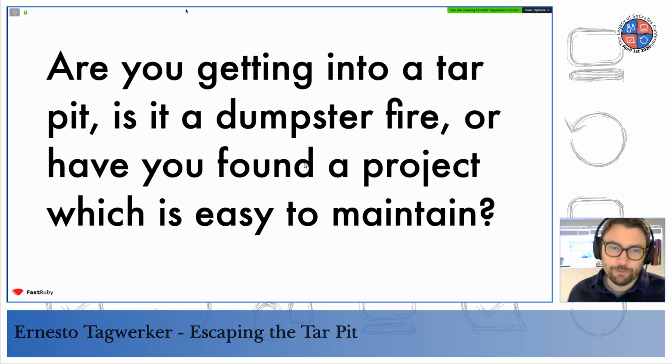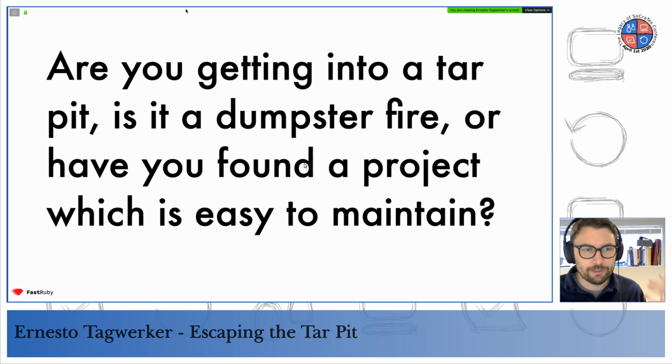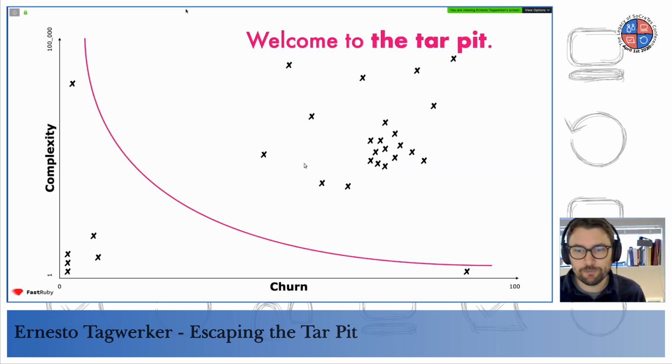And the main question that I want to answer when I'm looking at this graph, the churn versus complexity graph, is, are we getting ourselves into the tar pit? Is it a dumpster fire, or is it truly a maintainable project? Sometimes it will be easier than others. Sometimes you'll find graphs that look like this. If you can, you will decline taking part of this project.